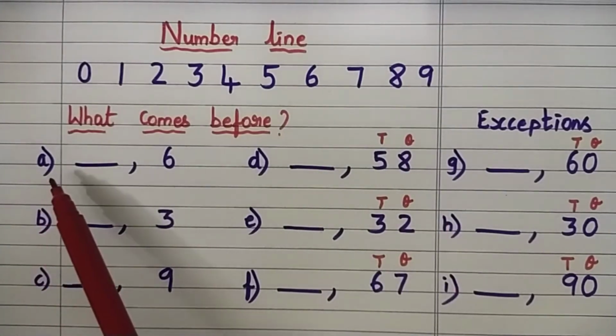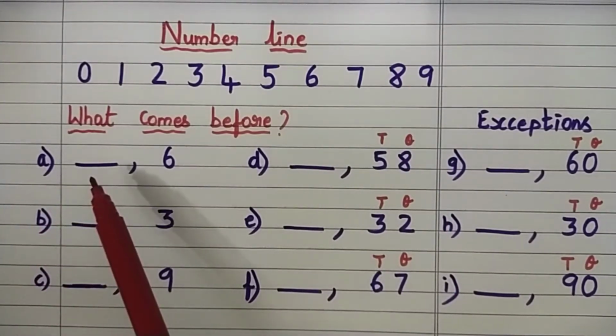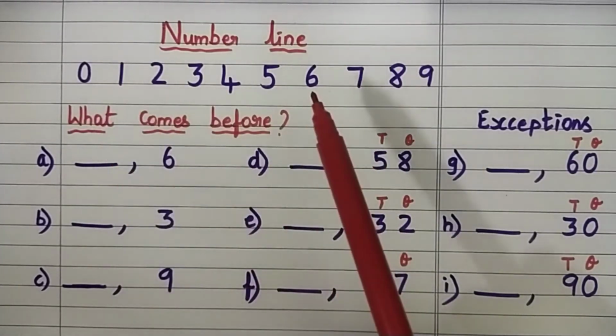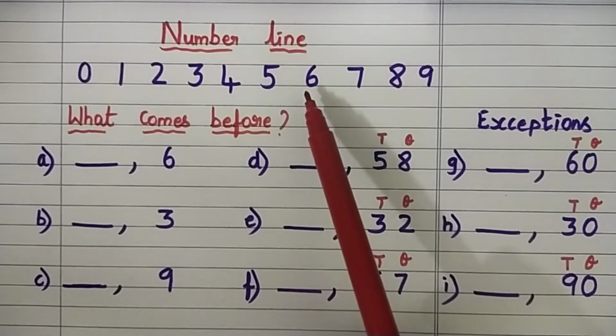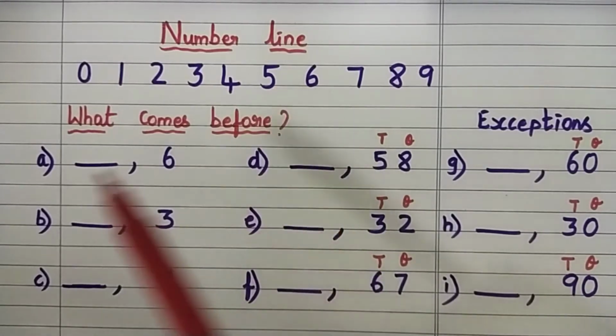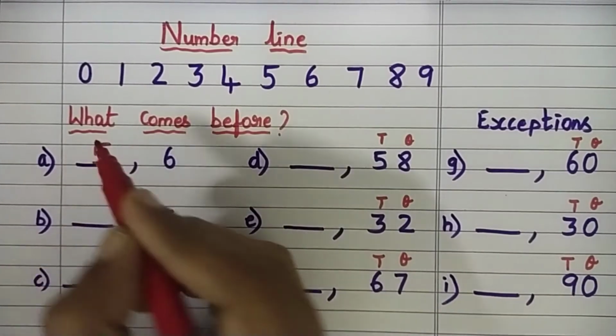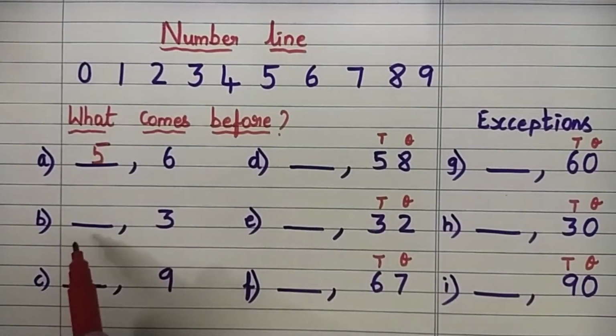Let us see the first example, children. What comes before 6? See the number line and tell, children, what comes before 6. Before 6, it's a 5. So write 5. So before 6, what comes? 5. What comes before 3?